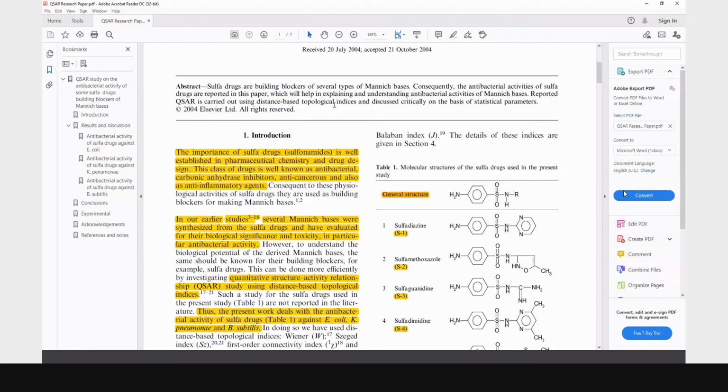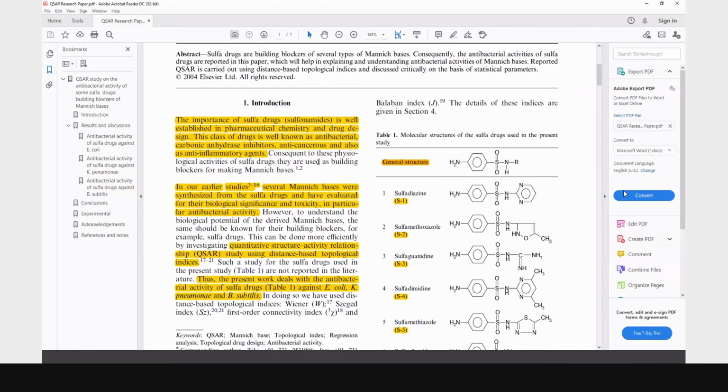There was something called binary index for N-butane and isobutane. I have given you an example of how it can be calculated. So they have used topological indices here. If you see this study, what they have done is use the sulfur drugs called sulfonamides, and they say these are well established in pharmaceutical chemistry and for drug design.